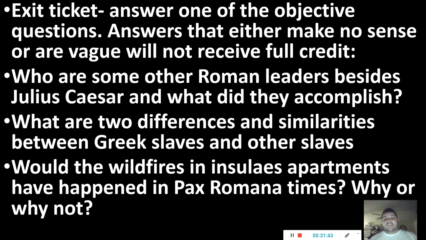What are two differences and similarities between Greek slaves and other slaves? So two things they had in common. And lastly, why would the fires in the insulae apartments have happened in the Pax Romana times? So during the time when everyone's being taken care of, things are going well for the country, do you think that this incident would have happened, with the apartments catching on fire and spreading? Do you think that would happen during that Pax Romana time? Why or why not? And explain.